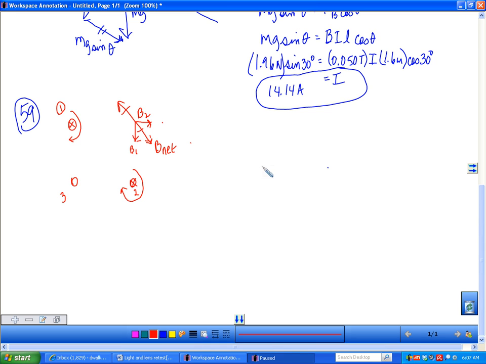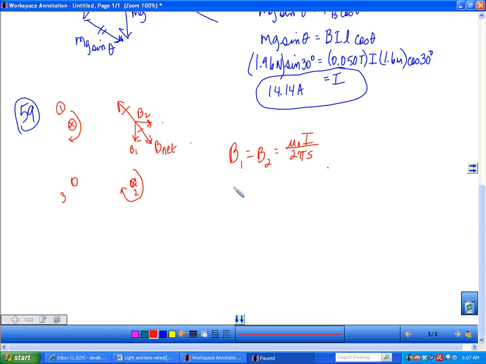All right. So I said, well, let me see what I can do. Well, I know that B1, field 1, is going to equal field 2, and it's going to be equal to mu naught I over 2 pi r. And in this case, my r is going to be the length of each side of the square, which I'm going to call side S. So there's B1 and B2.